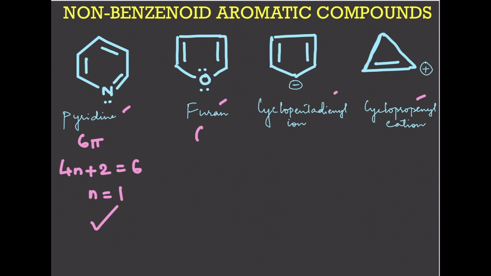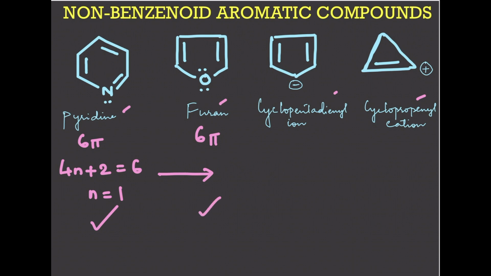So again, if there are 6 pi electrons, the situation will be similar to pyridine, and so the value of n will come out to be 1. Furan is clearly a cyclic compound. It is a planar molecule, and it has a ring structure, and also it has 4n plus 2 pi electrons, completely satisfying Huckel's rule. Thus furan is also aromatic.